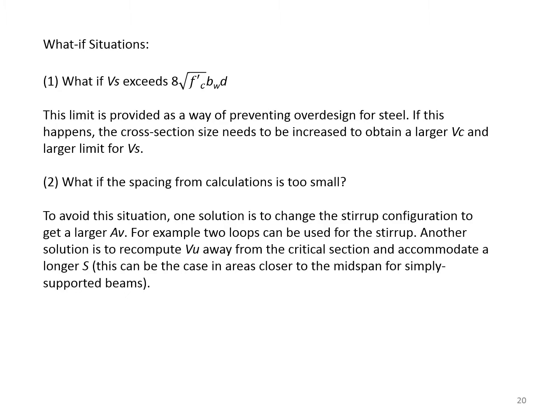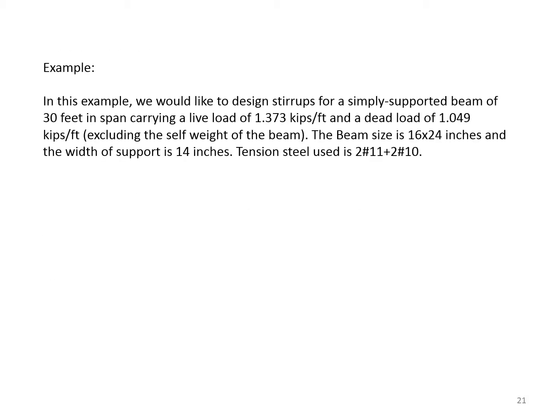To avoid this situation, one solution is to change the stirrup configuration to get a larger Av. For example, 2 loops can be used for the stirrup. Another solution is to compute Vu away from the critical section and accommodate a longer S. This can be the case in areas close to the midspan for simply supported beams, for example. Let's look at an example.